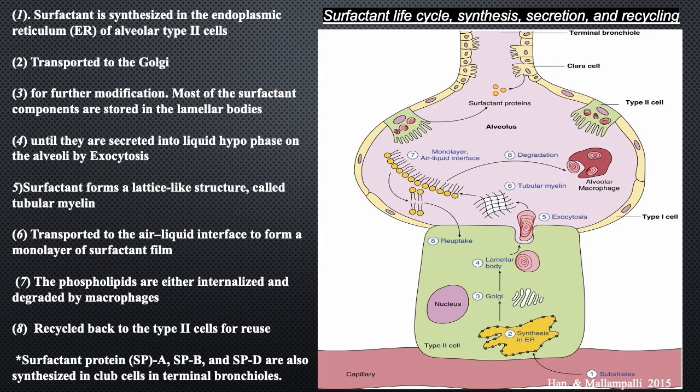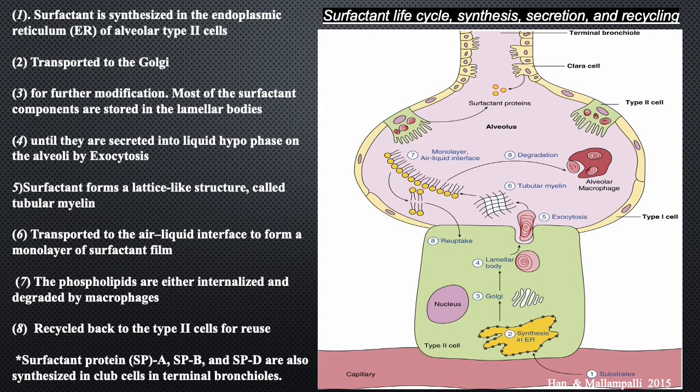Let's talk about the surfactant life cycle: synthesis, secretion, and recycling. Surfactant is synthesized in the endoplasmic reticulum of alveolar type 2 cells and transported to the Golgi for further modification. Most of the surfactant components are stored in the lamellar bodies, as we see in the pictures over here, until they are secreted into the liquid hypophase of the alveoli by exocytosis.